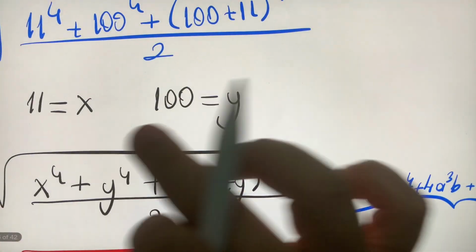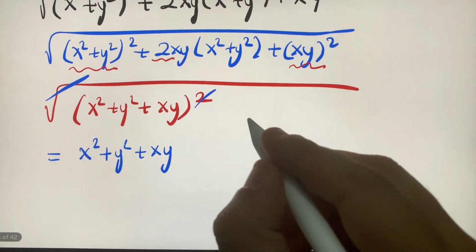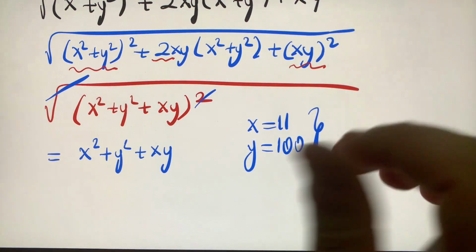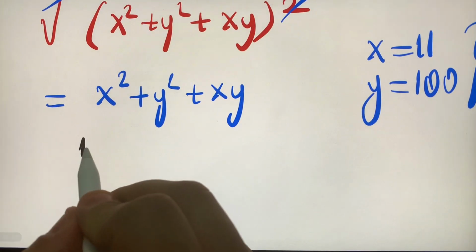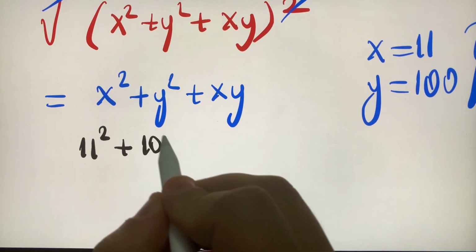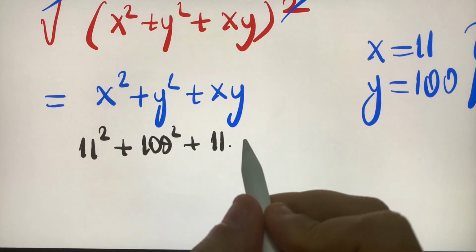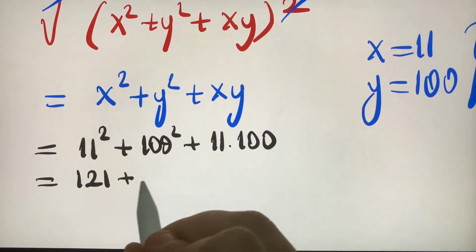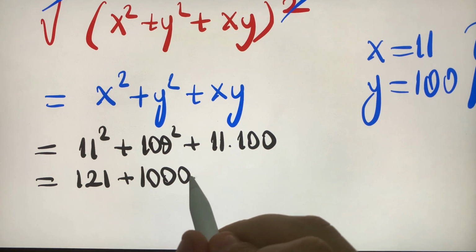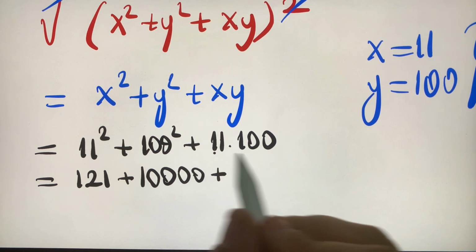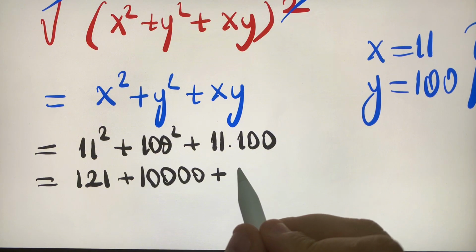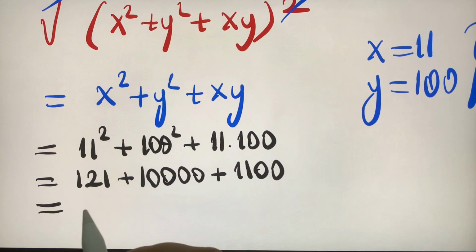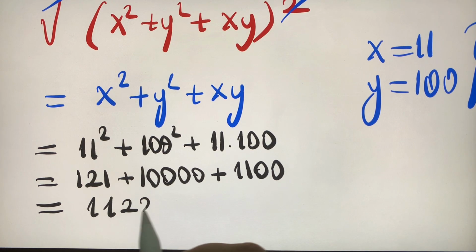So at the beginning of the problem, what was the expression I called x? Let's see, x is 11, and the expression we call y is 100. I'll take them now and try to write them instead. What will happen? 11 squared plus 100 squared plus 11 times 100. 11 squared is 121, 100 squared is 10,000, and if I multiply these two, 1,100 will come. So if we collect all of these, what was our result? Yes, 11,221. That is our answer, guys.